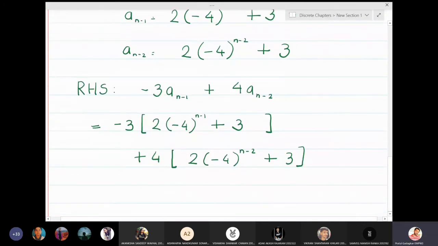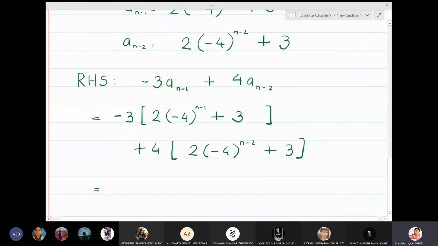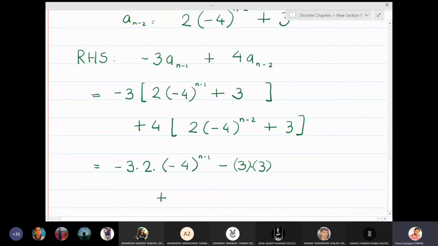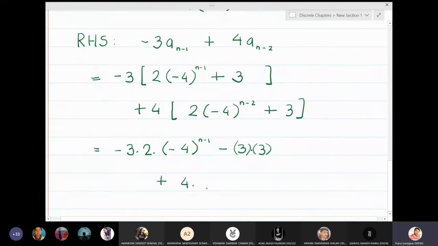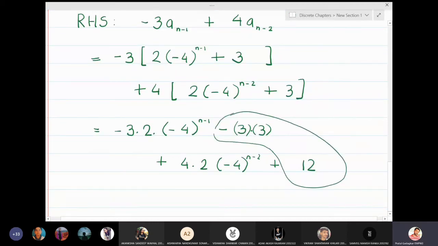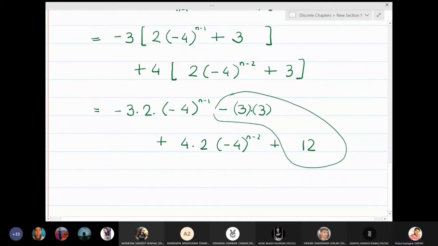Let us simplify plainly, without any complications. Let's write minus 3 into 2 into minus 4 raised to n minus 1, minus 3 into 3, plus 4. Remember one important thing, do not try to oversimplify, otherwise you may miss out some information and not reach the left hand side. Then 4 into 2 into minus 4 raised to n minus 2, plus 4 into 3, which is 12. I write this 12 directly. This 12 and this minus 9 will directly become 3 in the next step, so I really don't need to worry.